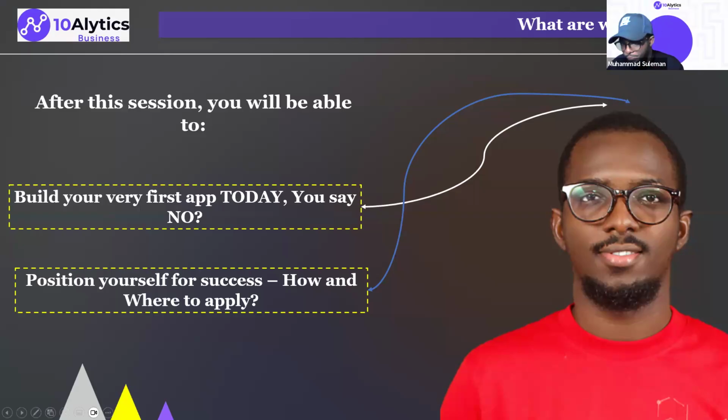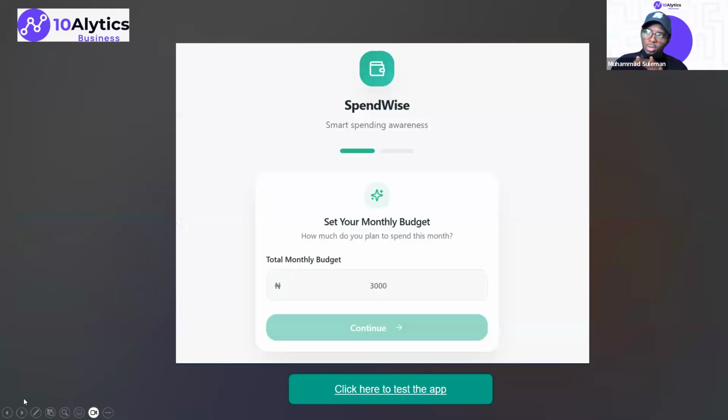So what we are going to create is going to look something like this. It's called Spendwise, or you can call it Pocket Watcher, whatever you want to call it. The goal is that you'll be able to declare your monthly budget, and from there it will help you track it. Let me do a live demo of the app so you see it work first. Then we will start building it from scratch.